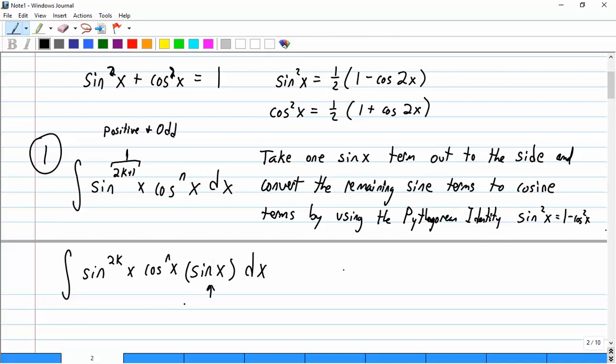This term is being saved for the derivative of u, or the du. That is why we actually use this technique. Because bringing a sine out and then changing the sines that we have over to cosines is going to give us all cosine terms. And if we have all cosine terms, that sine on the outside of all of those cosine terms will be the du for every one of them. Let me show you what I'm talking about.